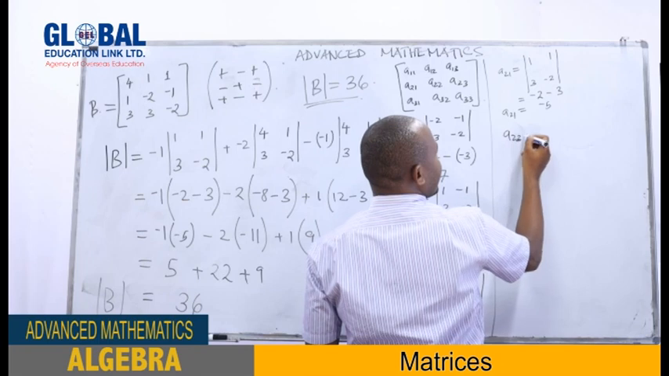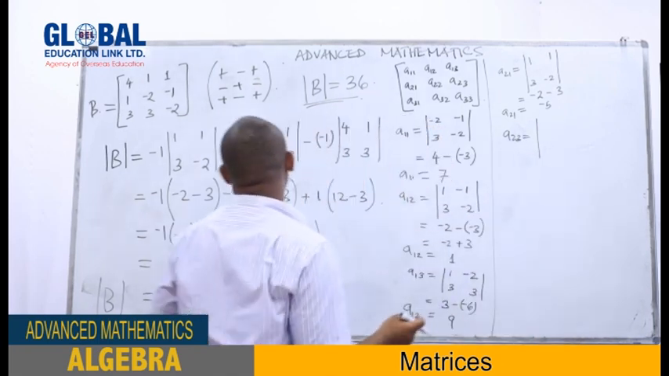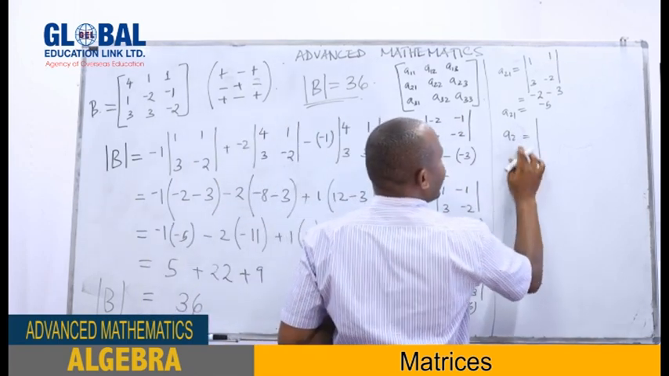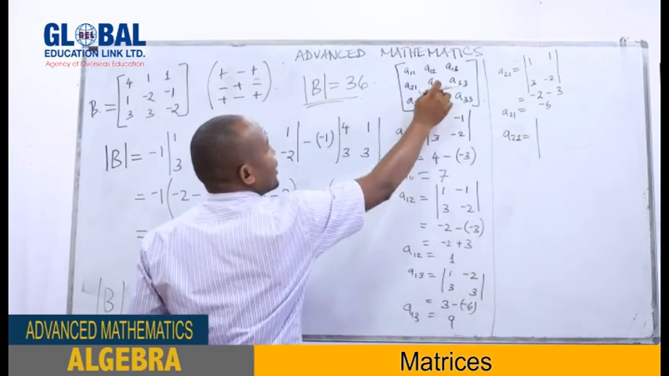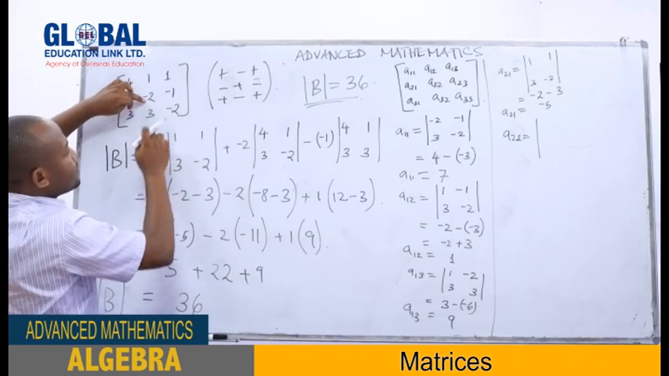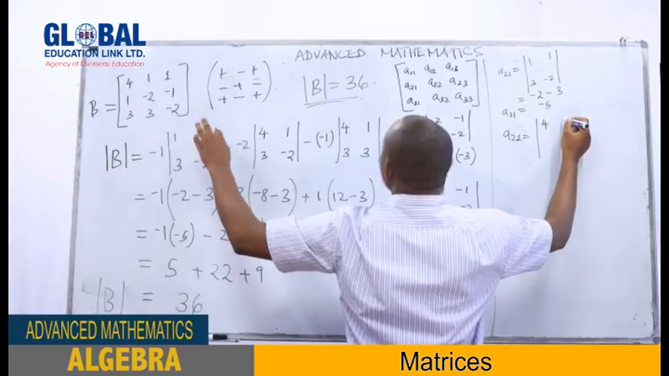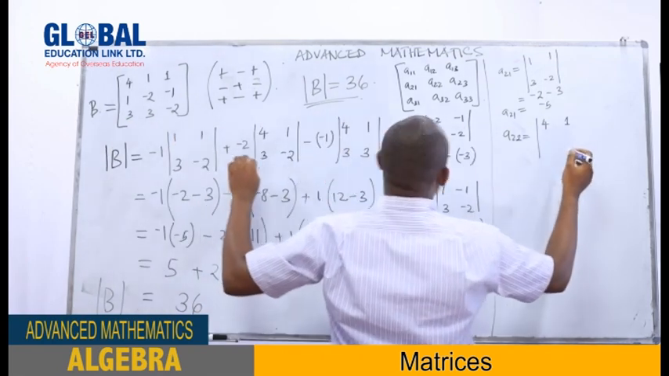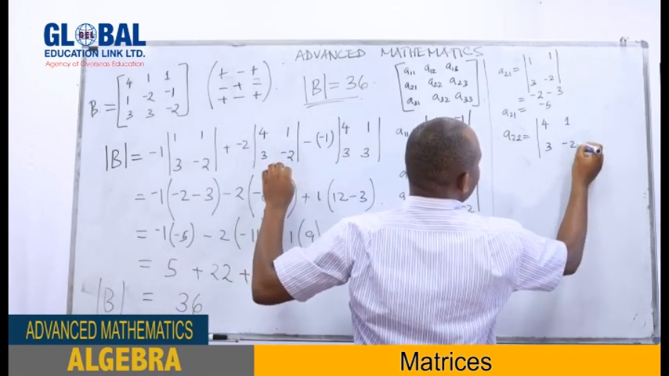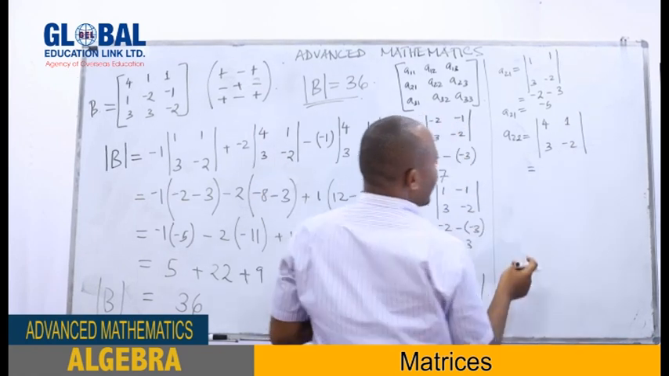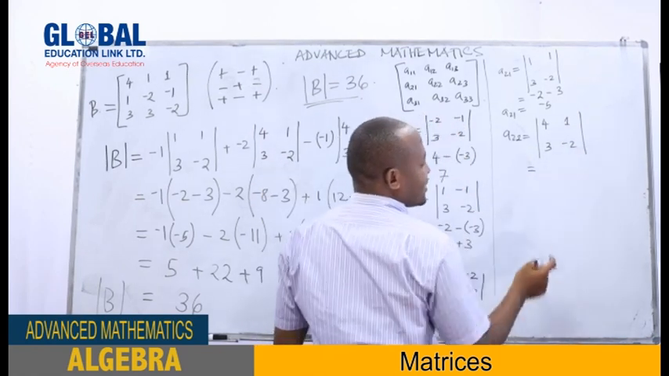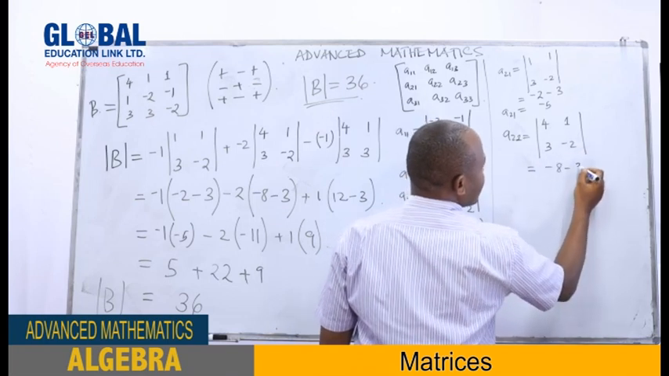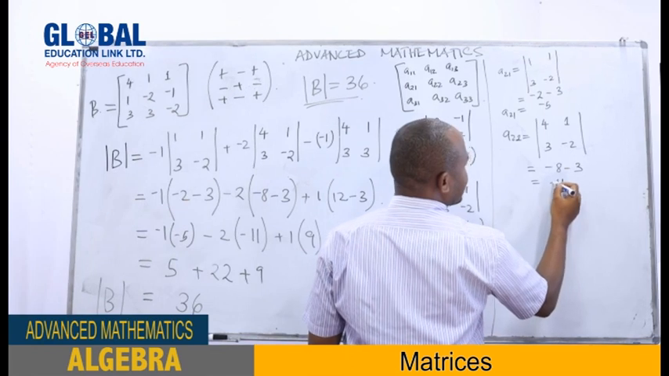A2,2, that means we are there, negative 2. We are left with 4, 1, and 3, negative 2. Then the determinant of that is negative 8 minus 3, which equals negative 11.